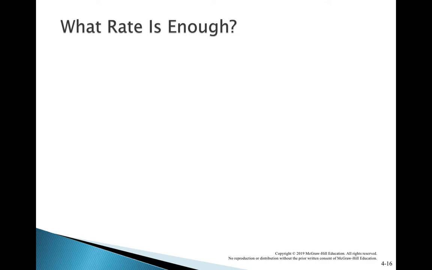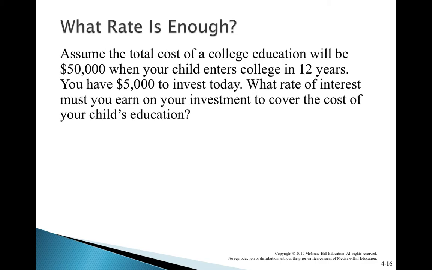Now, what rate is enough for you? Assume the total cost of college education will be 50,000 when your child enters college in 12 years. So he is a small child now. After 12 years he will go for college education. At that time it will be a 50,000 cost. Kindly note it down: 50,000 will be the college education cost after 12 years. You have 5,000 to invest today. What rate of interest must you earn on your investment to cover the cost of your child's education?